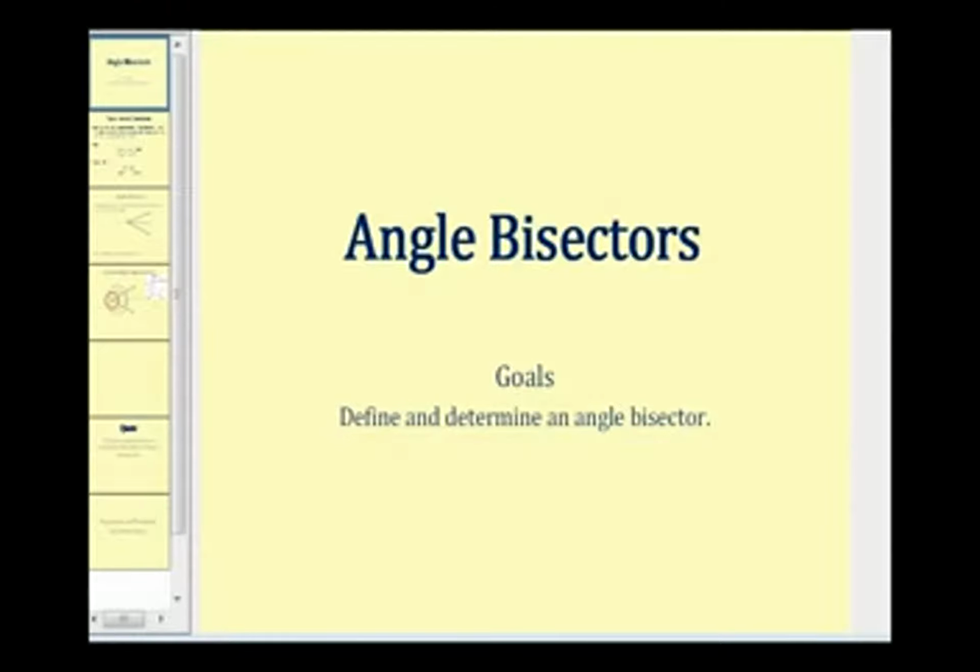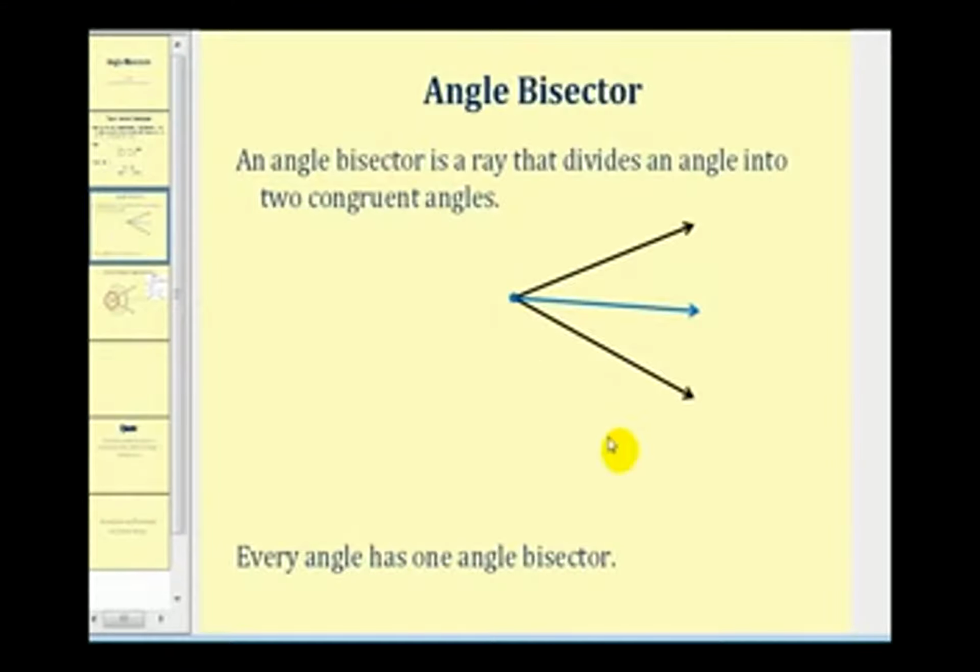Welcome to a lesson on angle bisectors. The goals of the video are to define and determine an angle bisector. An angle bisector is a ray that divides an angle into two congruent angles.